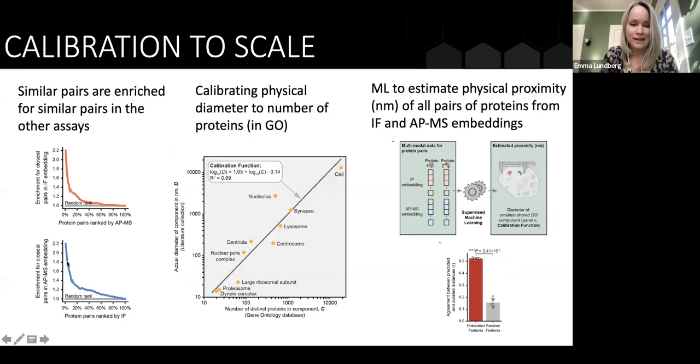So just the first sanity check to the left here, of course, similar pairs in each data set are enriched for similarities in the other data sets, so that makes sense. And I often get questions about the calibration to scale. So we realized that we can do this very naively. So basically the size of a system in literature often correlates pretty well to the number of known protein components in that system. So basically we generated a calibration function and trained a supervised machine learning model to estimate the physical proximity from the IF and APMS embeddings.